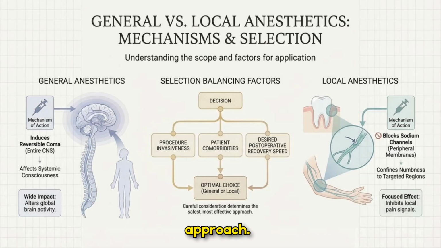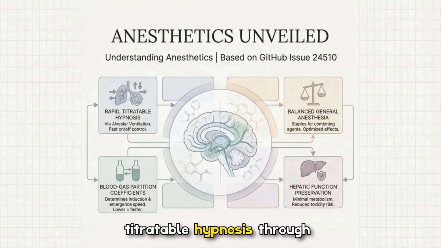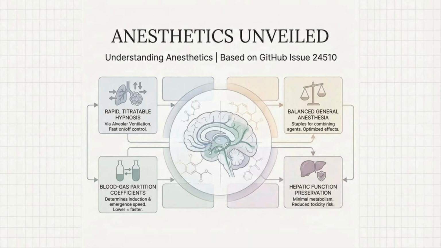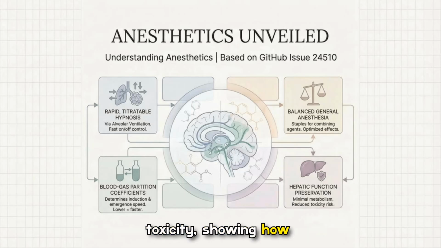most effective approach. This overview emphasizes key agent features like rapid, titratable hypnosis through inhalation control and the role of blood gas partition coefficients in determining induction and emergence speed. It also highlights balanced general techniques to optimize effects and the importance of preserving hepatic function to reduce metabolism-related toxicity, showing how pharmacology and practice combine for safer anesthesia.